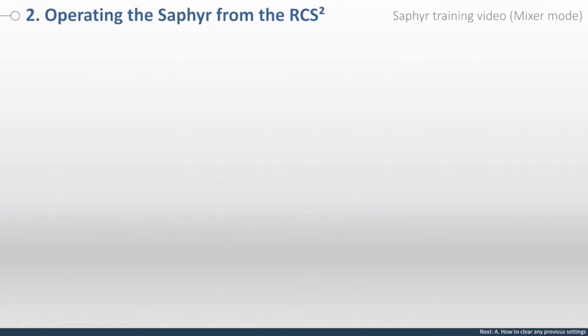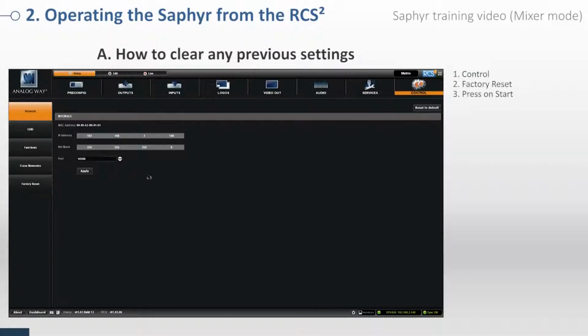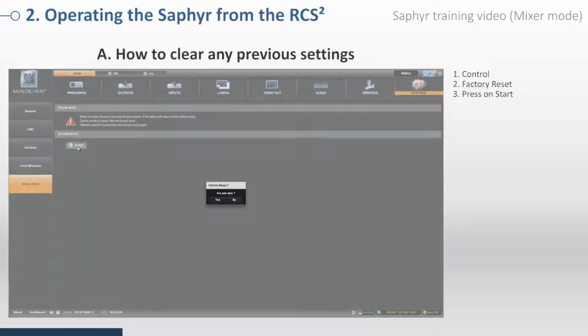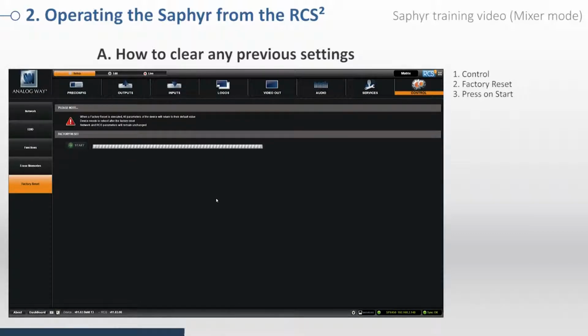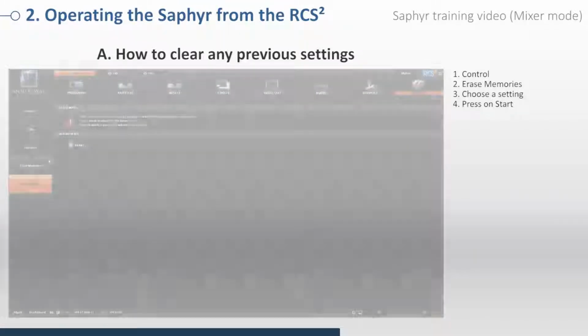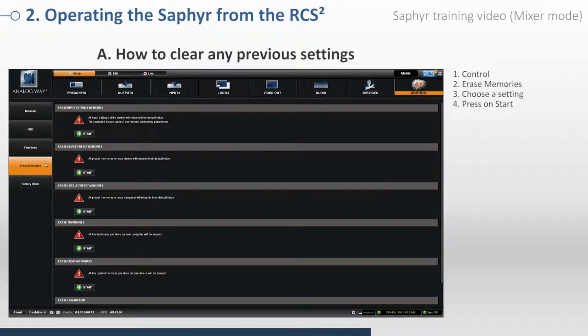Operating the Sapphire from the RCS2. How to clear any previous settings. Go to the Control section, then to the Factory Reset tab, and press on Start to erase all settings. This erases all settings except the network configuration and RCS2 parameters. If you want to erase individual settings, go under the Erase Memories tab and choose which settings you want to erase by pressing on Start.